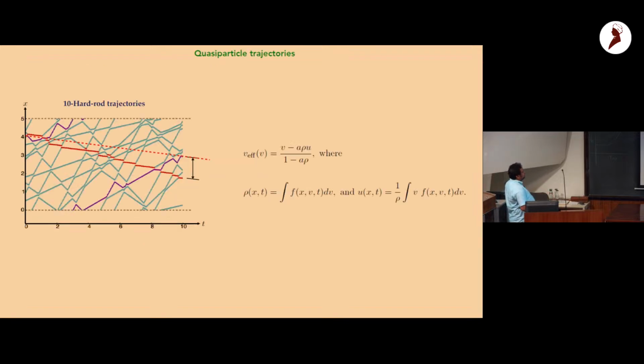This can be easily seen from this picture, where you have many hard rods. Let's focus on this quasi-particle. It collides, and the red color changes from one particle to another because I am following a particle with a given momentum. The actual particle is the magenta one, but the red particle is the quasi-particle. If this rod did not see other particles, it would have come here. But because of the collisions with many other particles, it actually has come here. So it has an extra displacement, and its velocity cannot be just v. It gets modified.